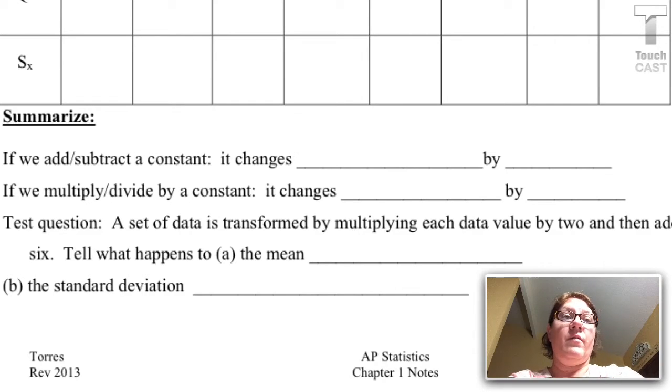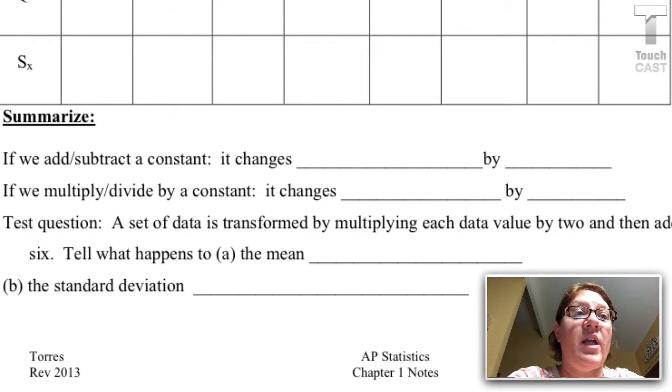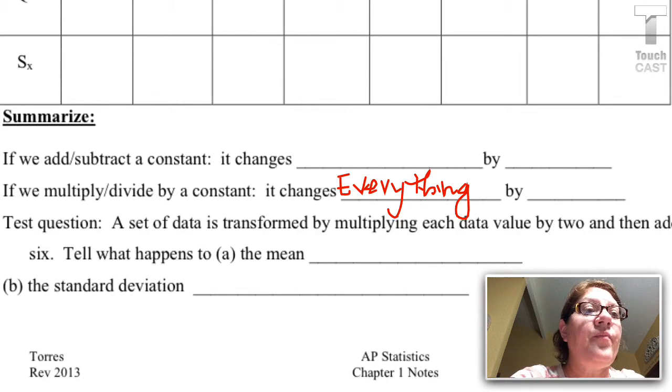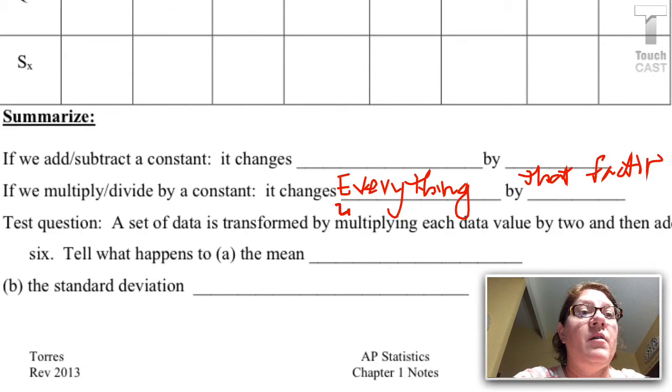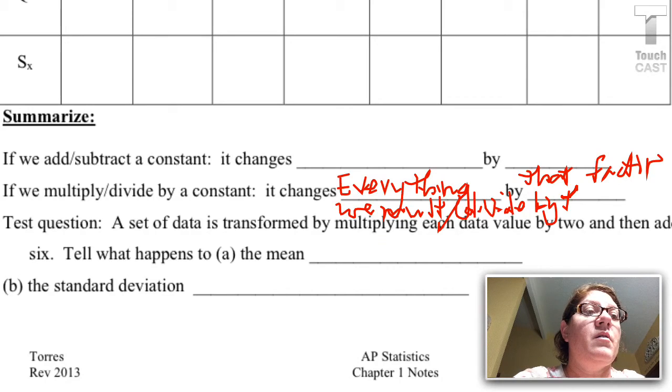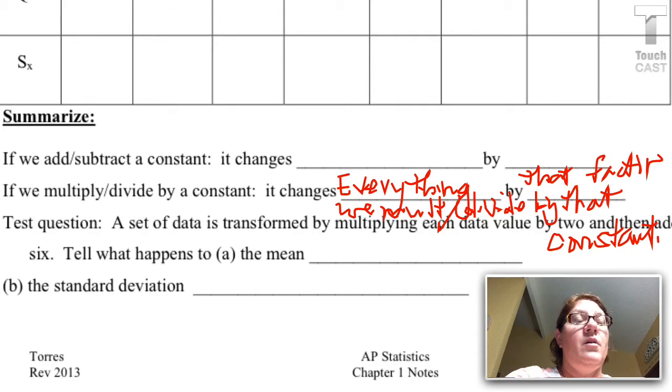So what you should have figured out is if we multiply or divide by a value, it changes everything. And it changes by that factor, we could call it. In other words, we multiply or divide everything by that constant. So multiplying and dividing not only changes the mean and 5-number summary, but it also changes all those measures of spread.